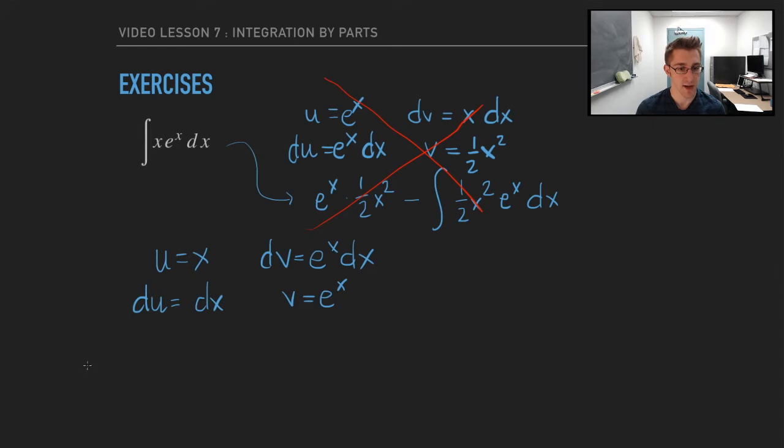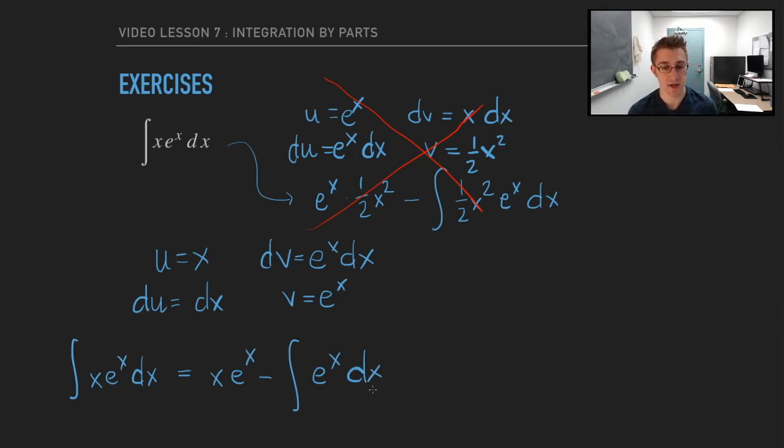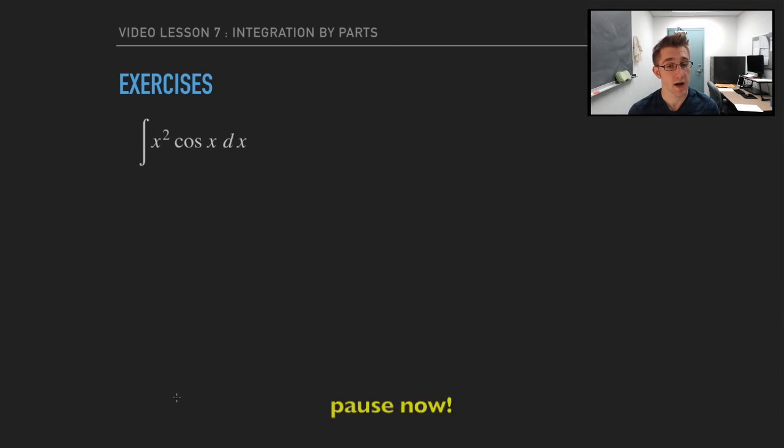And so I get the integral of x e to the x dx, the integral of u dv is u times v, so x times e to the x, minus the integral of v du, so e to the x dx. And now again, this is an integral that I can actually do. It's just e to the x plus c, so my answer is x e to the x minus e to the x plus c. There we go. On to the next one. Here's another exercise. Give it a shot, and then we'll go over it.